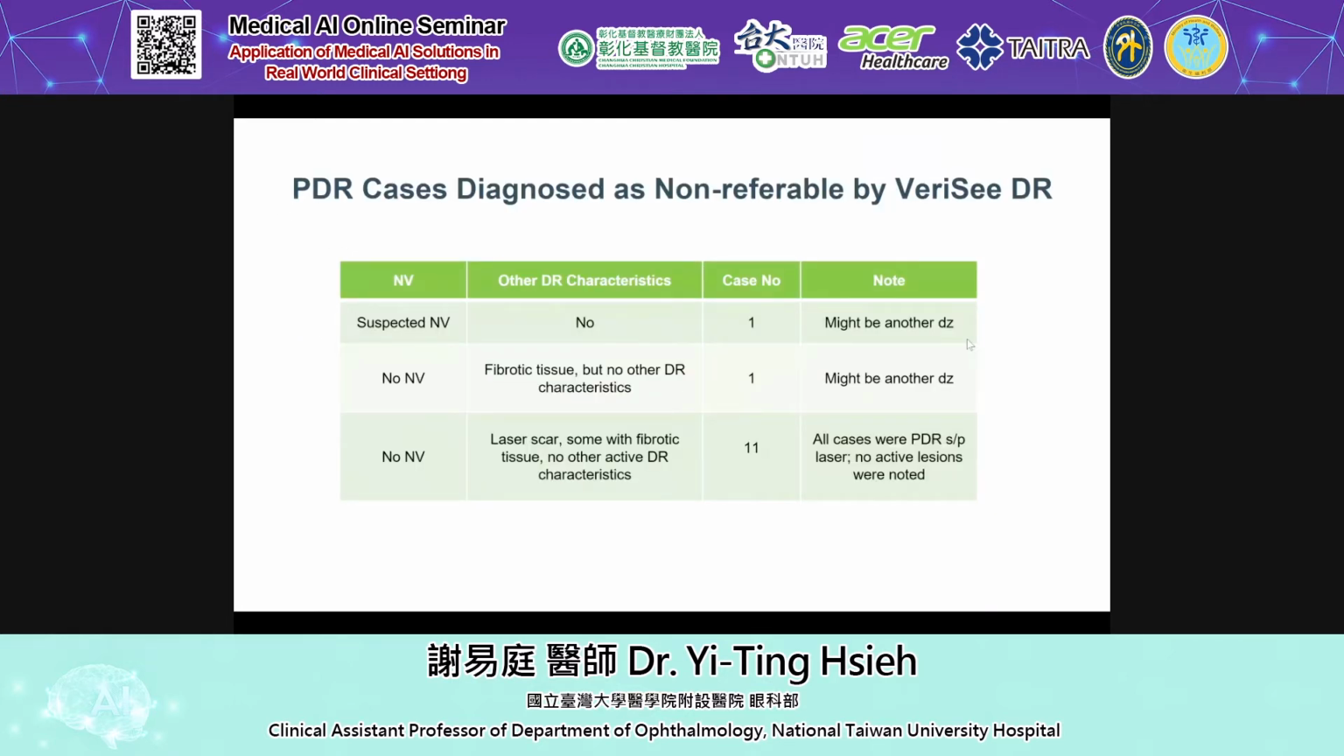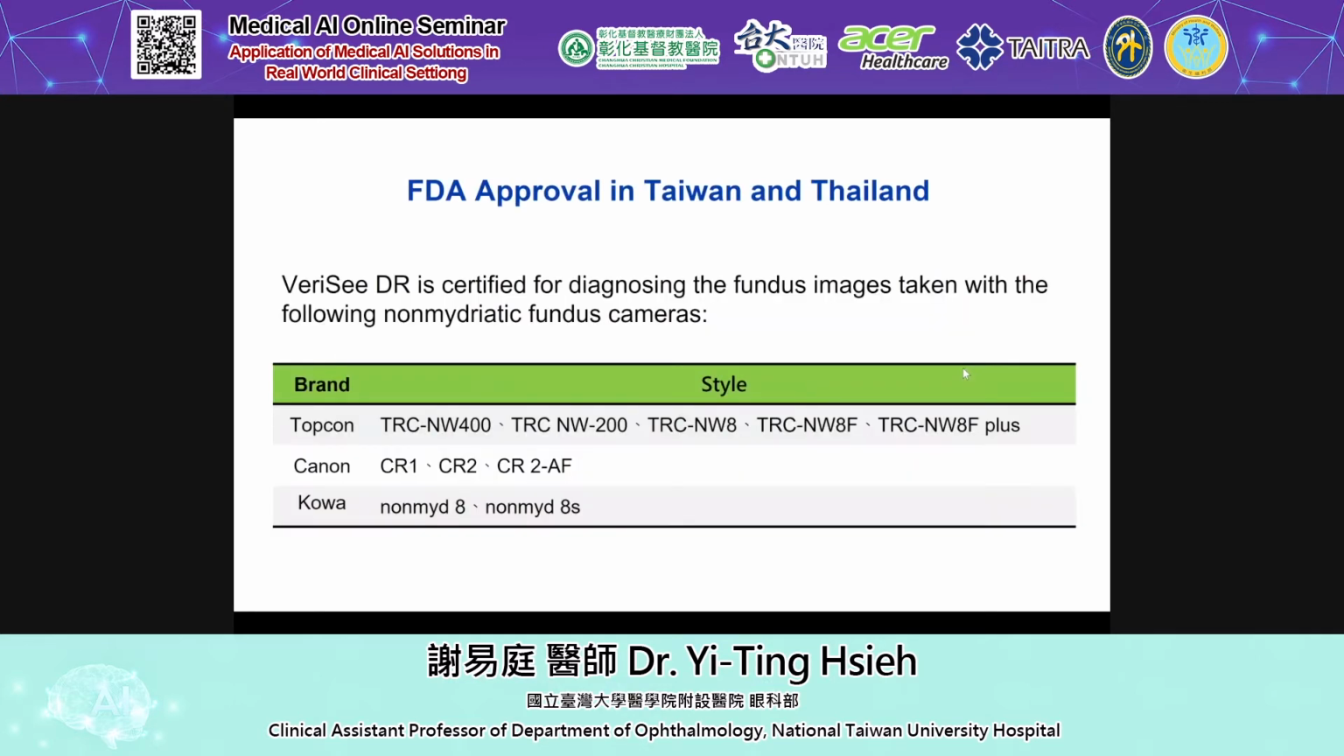So among all the cases that are diagnosed by the ophthalmologist as PDR but diagnosed as non-referable by the VeriSee, actually they are not really typical PDR, and most of them have received treatment before, or even they are a different kind of disease. So I think we should take a rest and let VeriSee do the diagnosis, and that's why it got the FDA approval, also in Taiwan and Thailand. Amy will give us more information about this later.